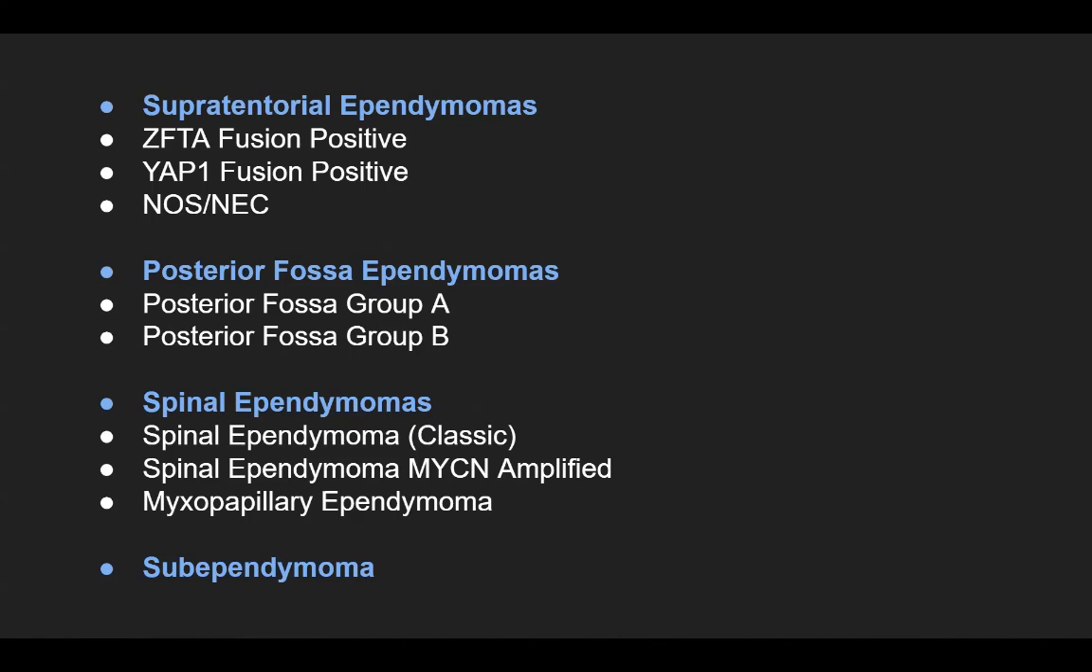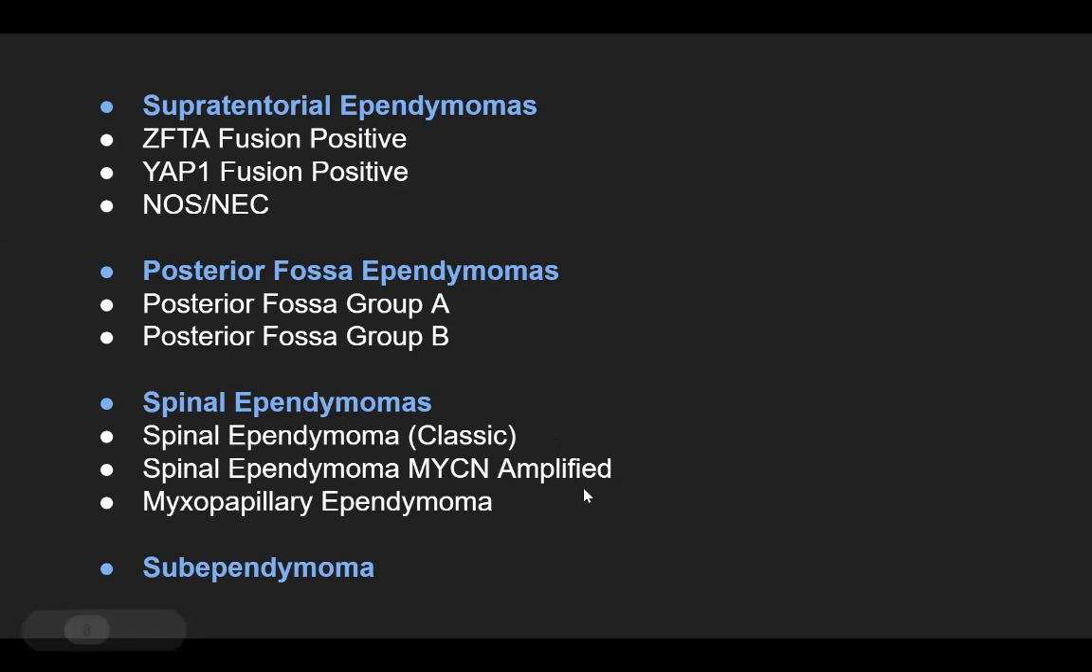Supratentorial ependymomas can be divided into 2 main categories, and whatever is left over goes into NOS and NEC. Supratentorial ependymomas are divided into ZFTA fusion positive, YAP1 fusion positive, NOS, and NEC. The sooner you start pronouncing them and saying their names out, the sooner you are going to remember all of this. Otherwise, it will just evaporate off the top of your head. Posterior fossa ependymomas can be divided into 2 classes, group A and group B. Easy.